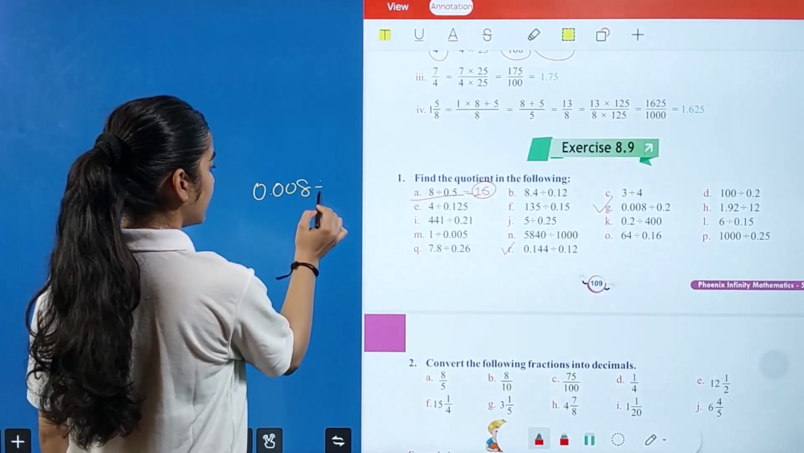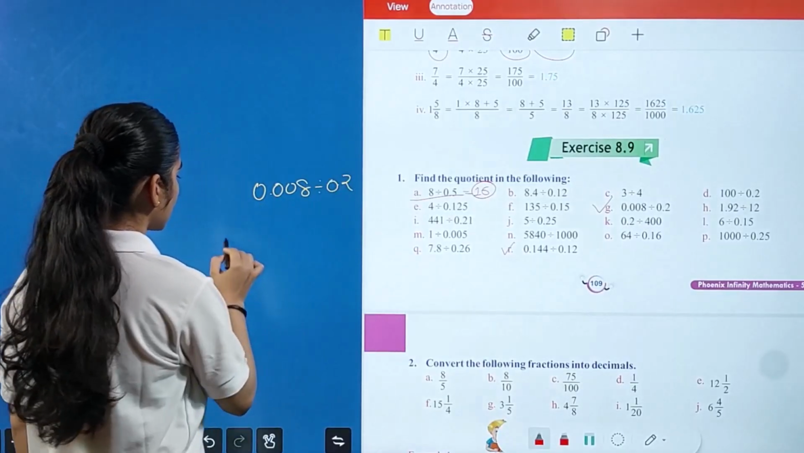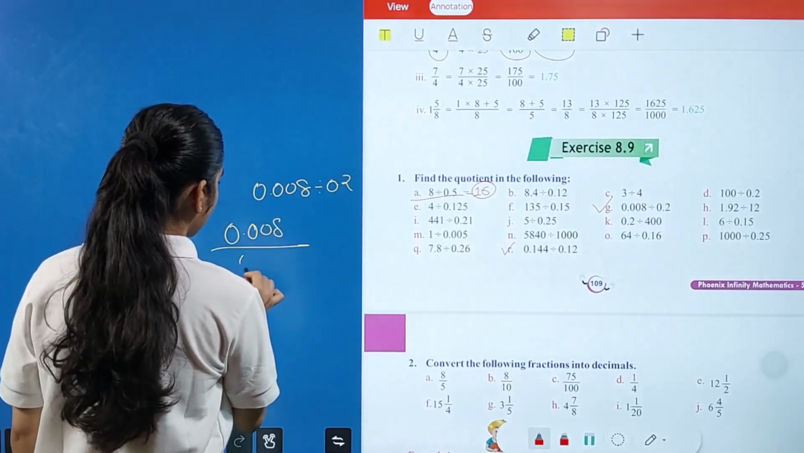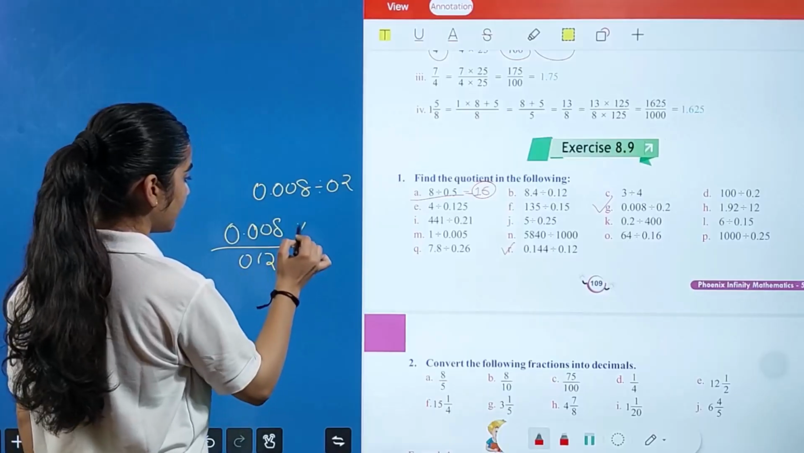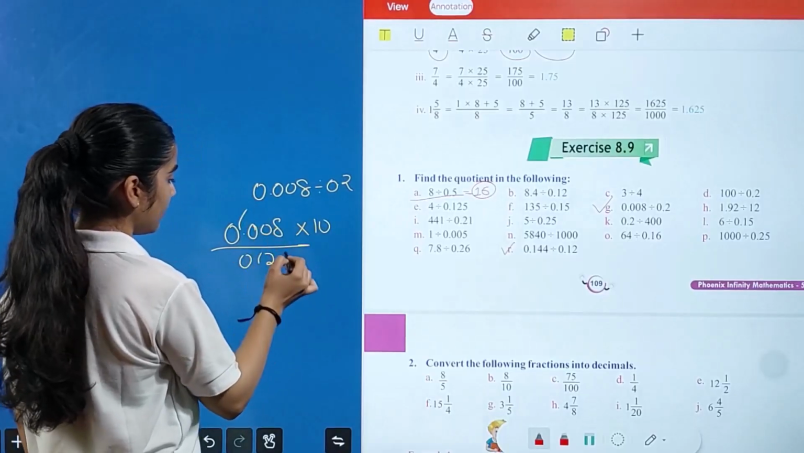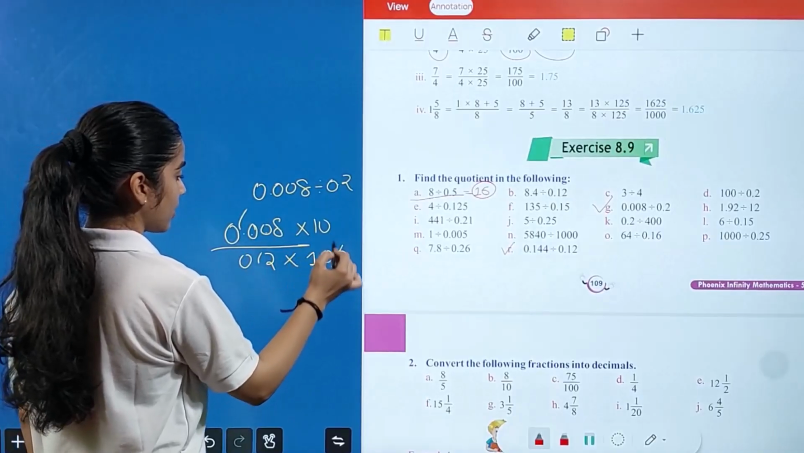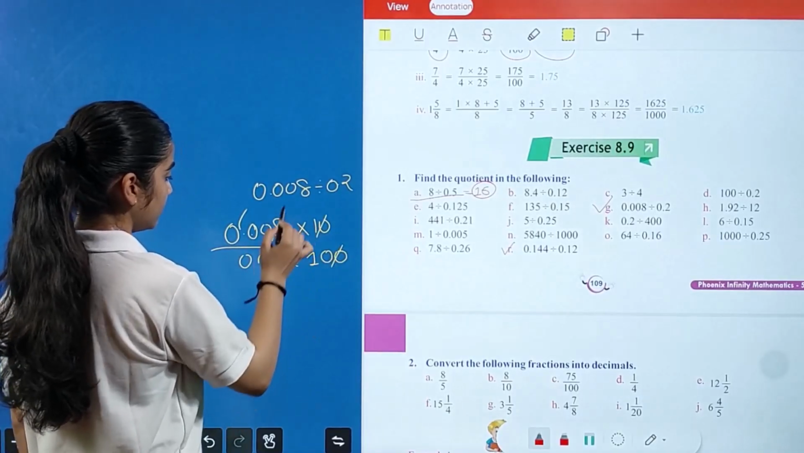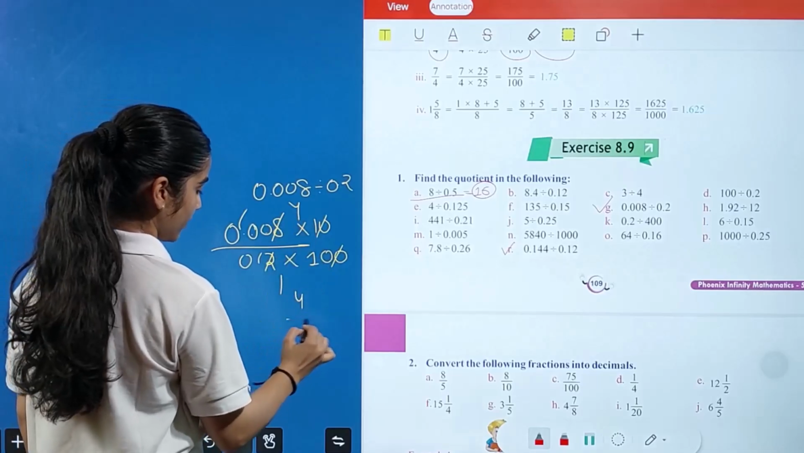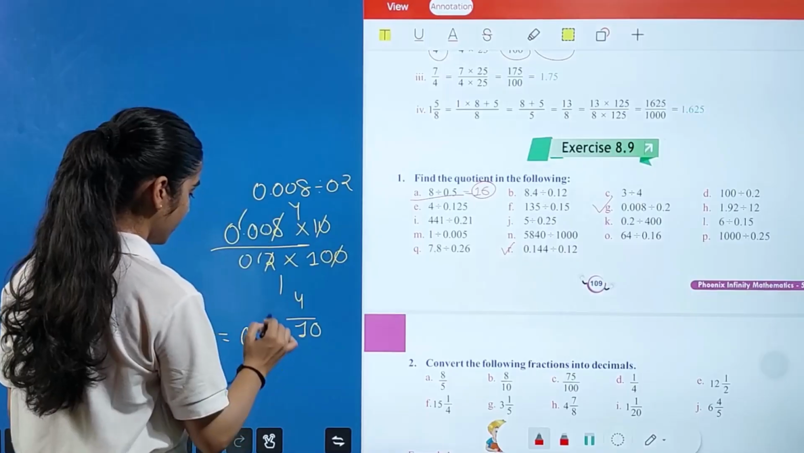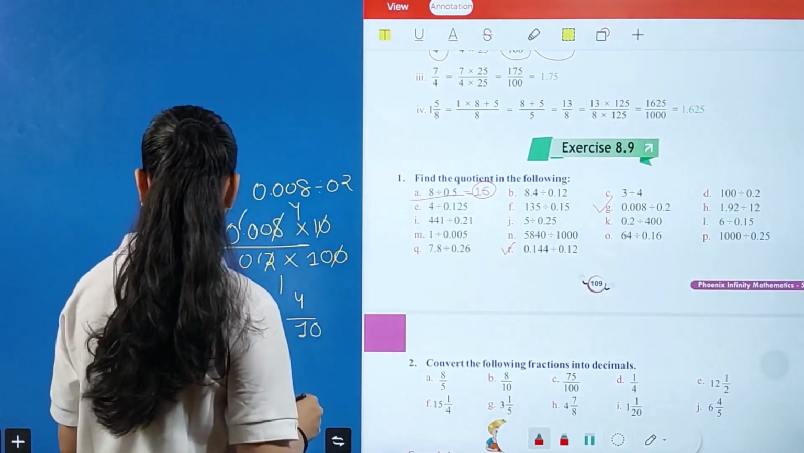0.008 divided by 0.2. Here we have 10, and here we have how many numbers? 1, 2, 3. 3. Cancel. 1, 4. 4 divided by 10. Your answer is 0.4. Now we have our next question.